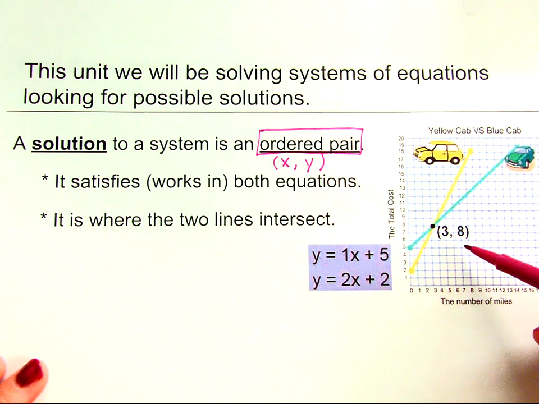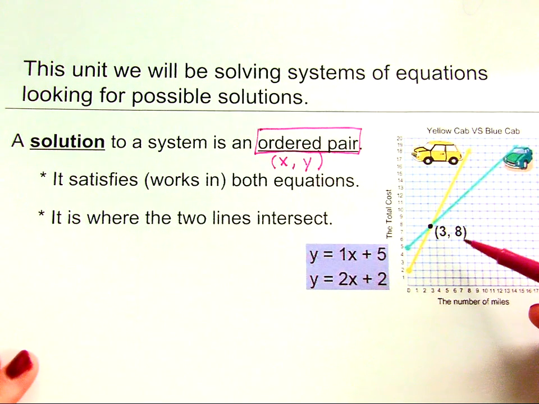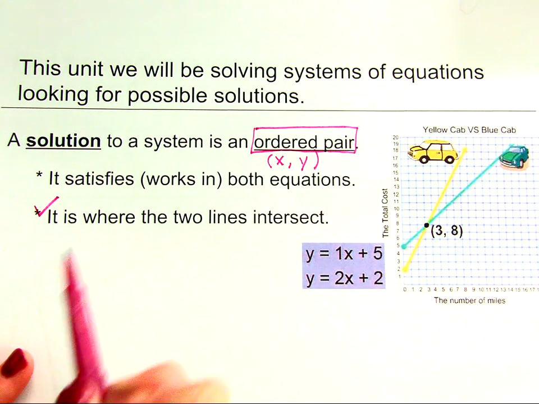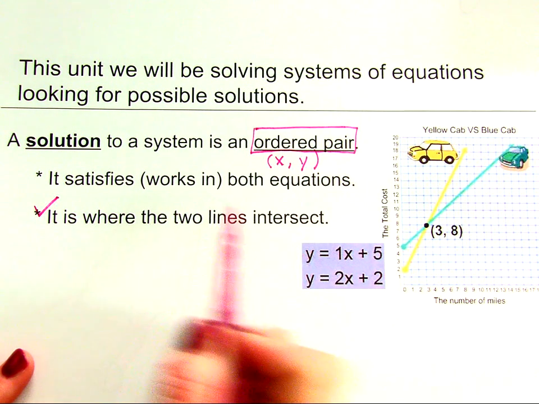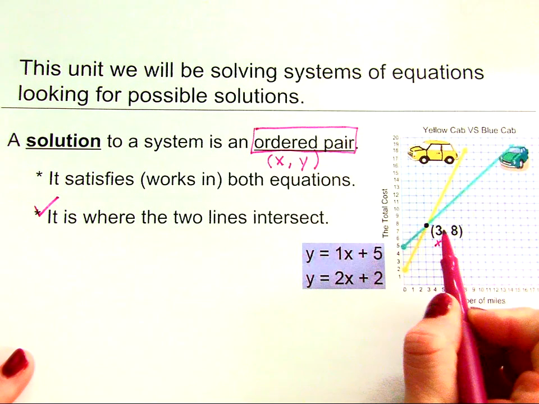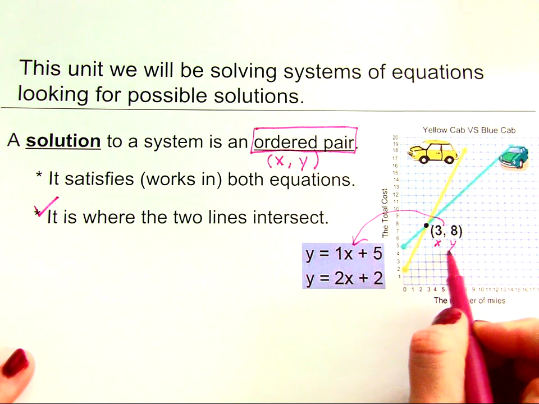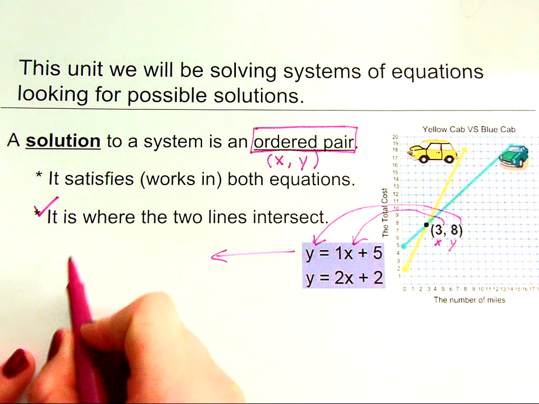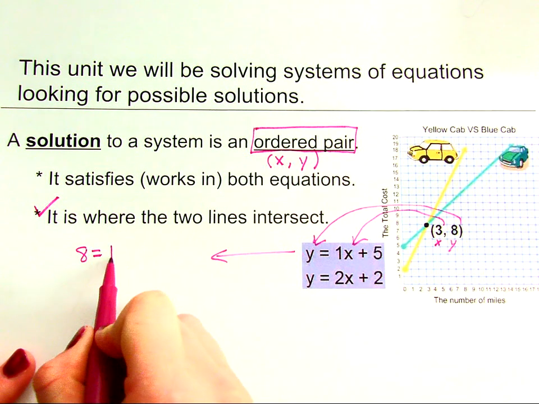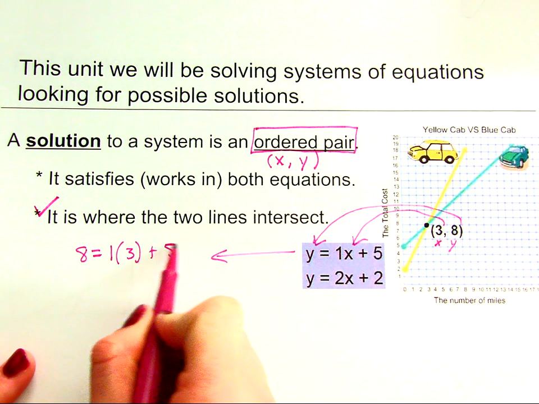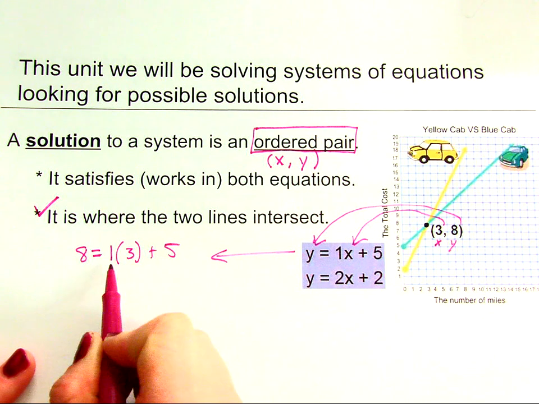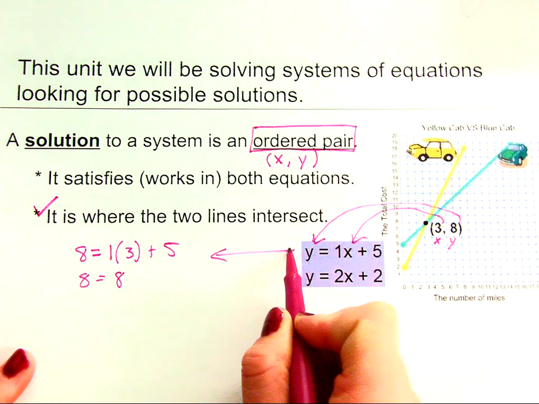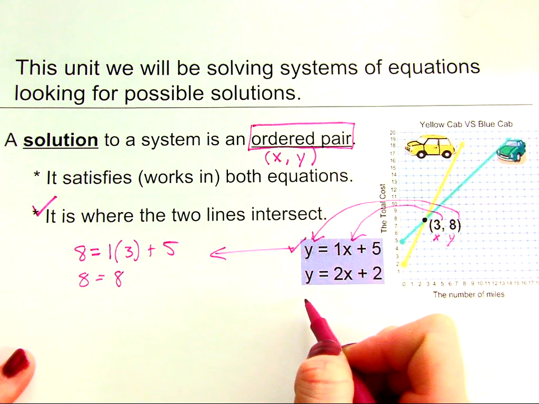We already looked here on our graph from that last problem. They intersect at the point (3, 8). So it's where the two lines intersect. For it to work in both equations, that means I'm taking my x and plugging it in, and I'm taking my y and plugging it in. If I do that over here to the left, that means 8 is supposed to equal 1 times 3 plus 5. So 1 times 3 is 3, plus 5 is 8. So it works in my first equation. Now I plug it in my second equation.